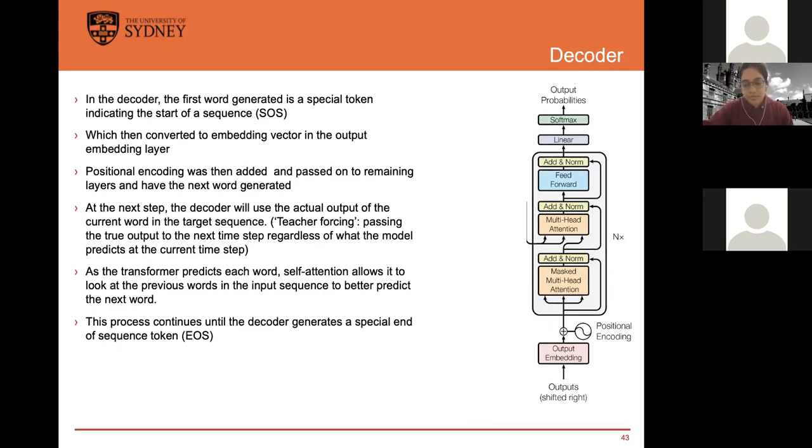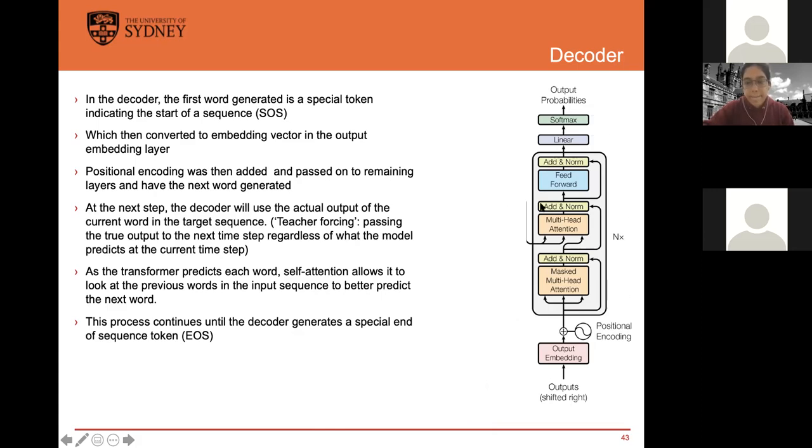Before we go into detail on this layer, I'll just explain what the decoder does. In the decoder, the first word is always generated as a special token indicating the start of sequence, called SOS, which is then converted to an embedding vector in the output embedding layer, then passed through positional encoding and through all the layers here. And the next word is generated. I'll discuss all these steps in detail in the next slide. I'm just giving an overview of what it does.